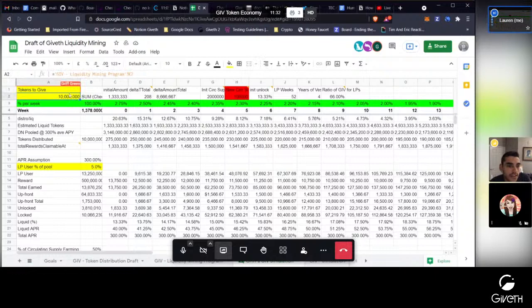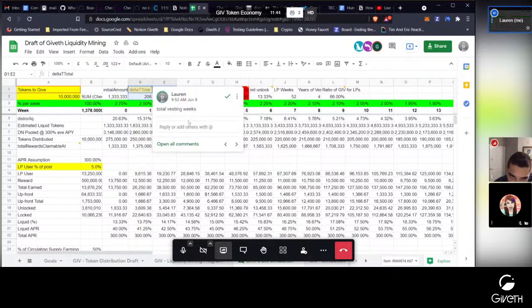Up here, this is how many tokens we're giving away in total for liquidity mining. And then there's the initial amount that's unlocked, right? These are about the vesting. Thank you, Lauren, for the great comments in here.